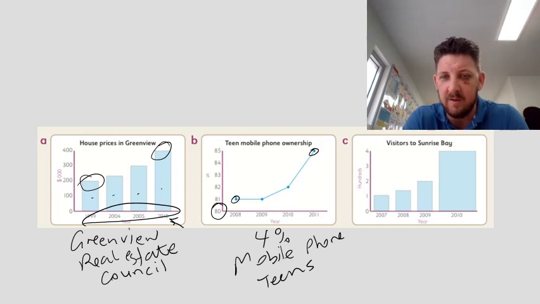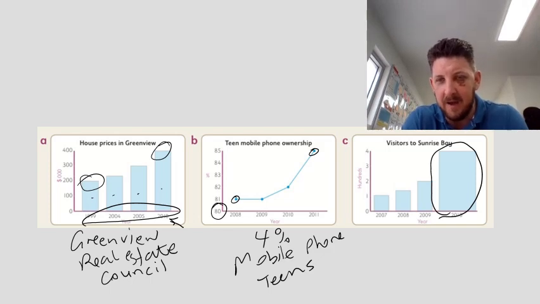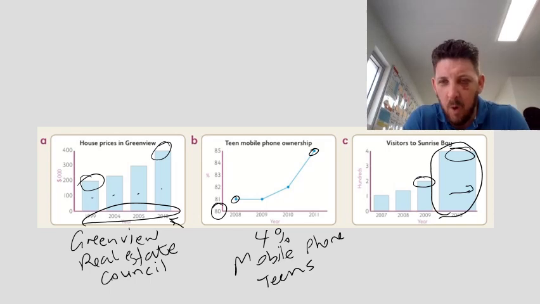The last one here, if we have a look, the part that is misleading here, we've got 100, 200, 300, 400 on the side, 2007, 2008, 2009, 2010. It's the size of the bar. We see that realistically it's gone from 200 to 400, but by making the bar wider like it has here, it's made 2010 look a whole lot bigger.